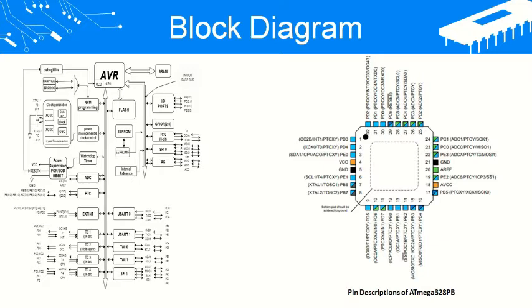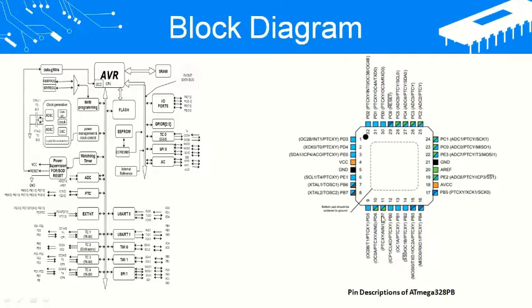As we can see here in the block diagram, the microcontroller contains 27 general purpose input output pins. These are the features: 32 general purpose working registers, 5 flexible timers/counters with compare modes, internal and external interrupts, 2 serial programmable UARTs, 2 byte-oriented 2-wire serial interfaces that is I2C, 2 SPI serial ports, and 1 8-channel 10-bit ADC, and 1 KB EEPROM and 2 KB SRAM.